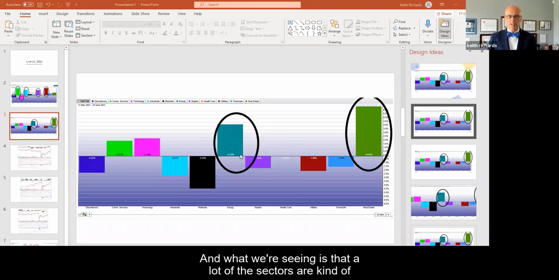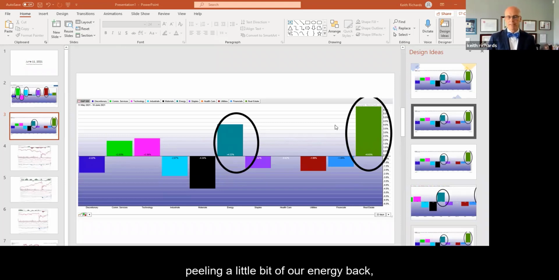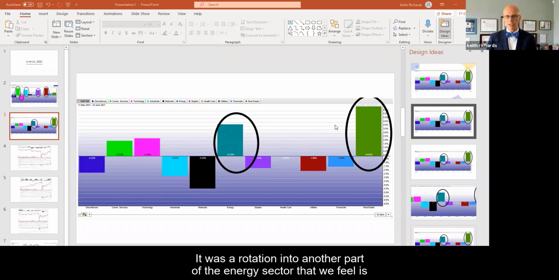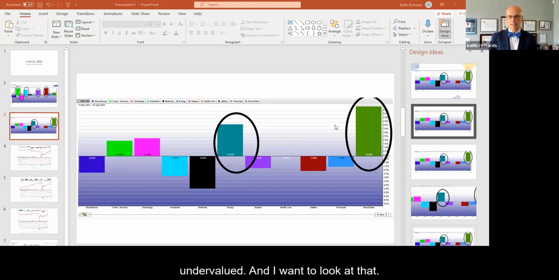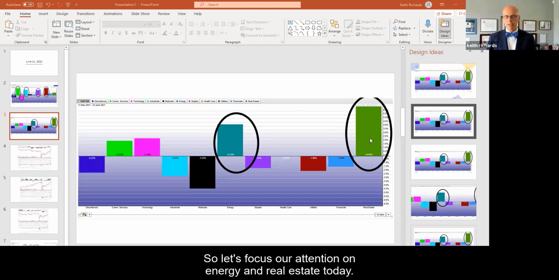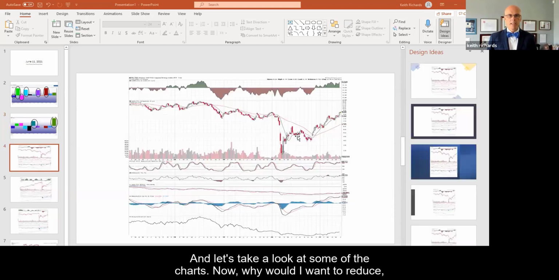And what we're seeing is that a lot of the sectors are kind of flat, but energy and real estate are definitely the movers. That's interesting because I just mentioned that we at Value Trends started peeling a little bit of our energy back. But I want to propose that it wasn't an actual pull out of the sector. It was a rotation into another part of the energy sector that we feel is undervalued. And I want to look at that. So let's focus our attention on energy and real estate today. And let's take a look at some of the charts.